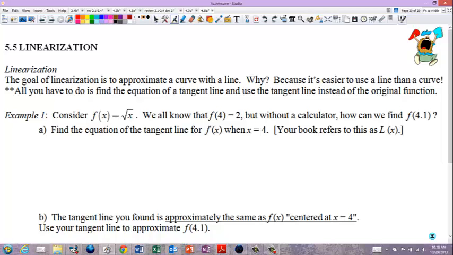Alright, this is lesson 5.5 on linearization. Linearization is just finding the equation of a tangent line and using the tangent line instead of the original function to approximate. Because what happens is if you have, let's say, a curve, and you draw a tangent line to that curve.